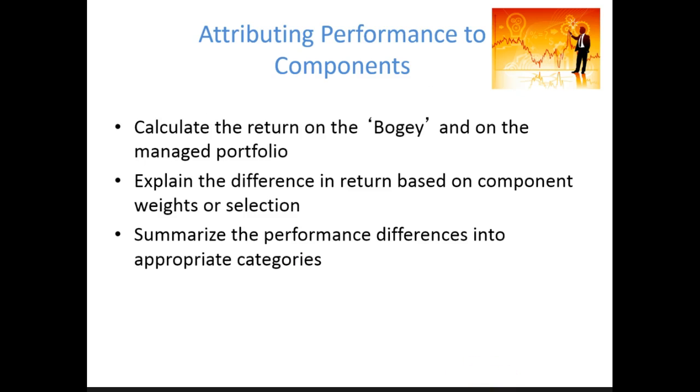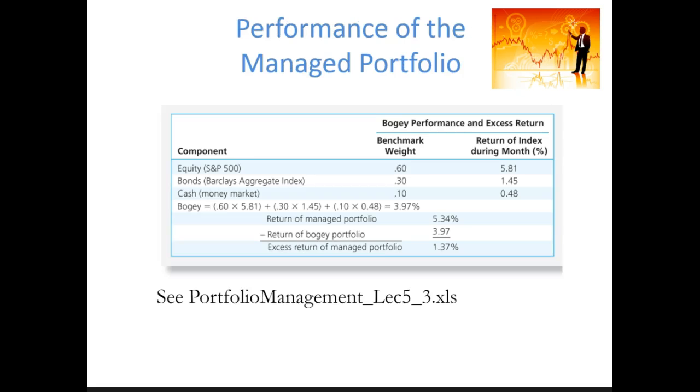So in order to attribute performance to its components, the investor must calculate the return on the bogey and the return they generated on their managed portfolio, and use this to explain the differences in returns based on either the weightings across asset classes, which is the asset allocation, or the returns within each asset class, which would be differences due to security selection. Let's look at an example to see how this is done.